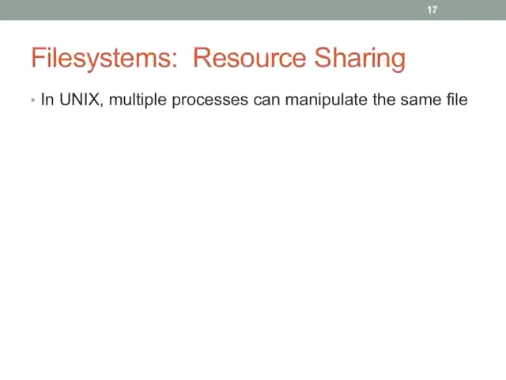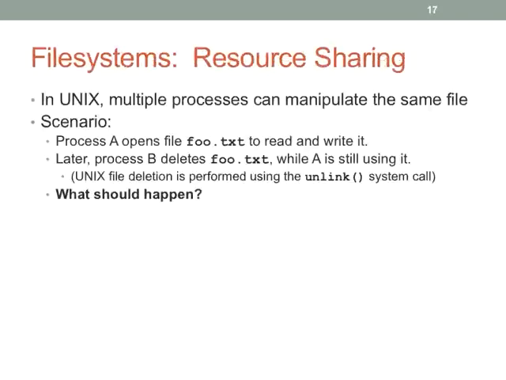Multiple processes can manipulate the same file. So here's a scenario. Process A opens foo.txt to read and write it, and then B comes along and decides it wants to delete foo.txt while A is still running. So what should happen? Different operating systems have different answers to this question. A lot of times Windows will just say, no, you're not allowed to delete this file.